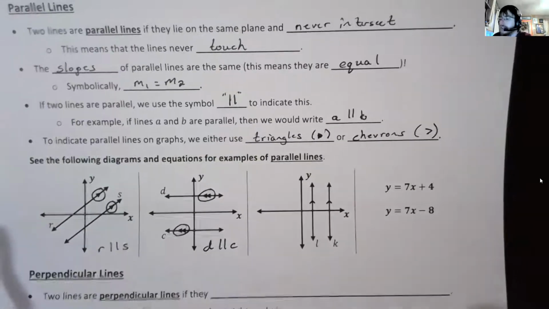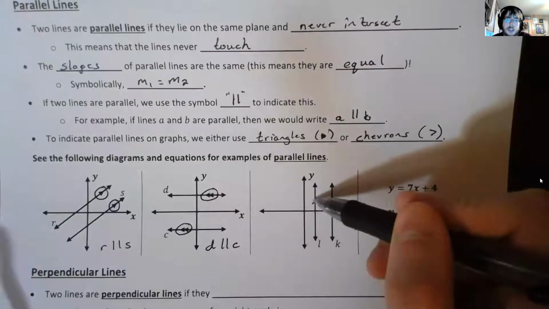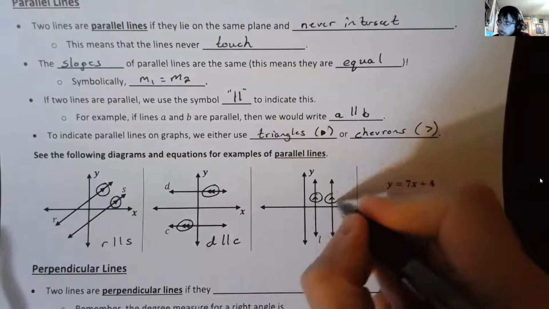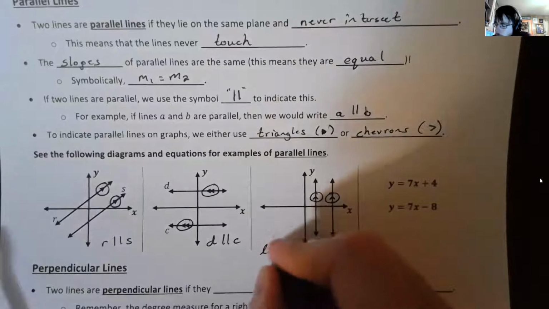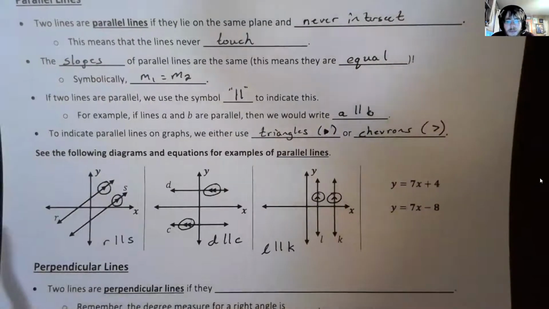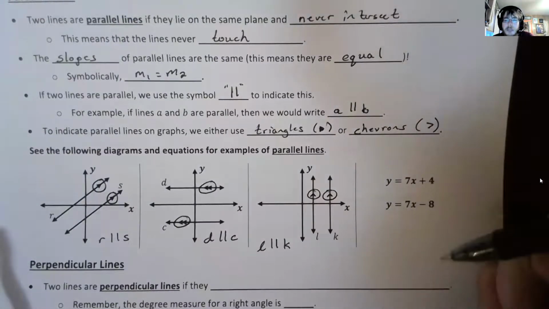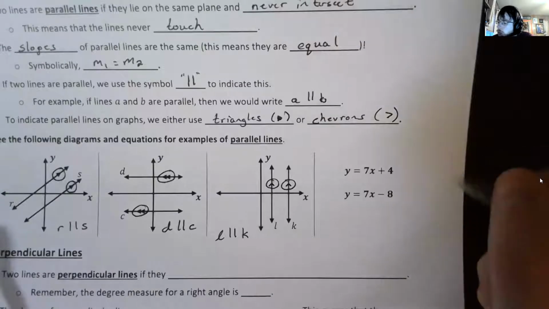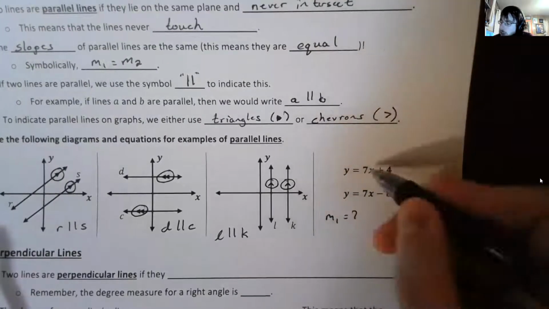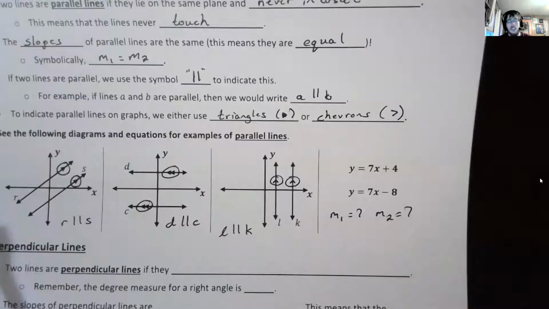Then our third situation here, we have L and K. If you look here, they don't have triangles this time, but they do have the little chevron, right? So the little chevron indicates that they are parallel because they have the same number of them. So L is parallel to K. And then finally, we have a couple of equations here. If you remember, the slopes of parallel lines must be the same, so they must have equal values. So remember, y equals mx plus b. The number in front of x is your slope. So m1 is 7 here, and m2 is also 7, which is that second line. So those check out, so they are parallel.